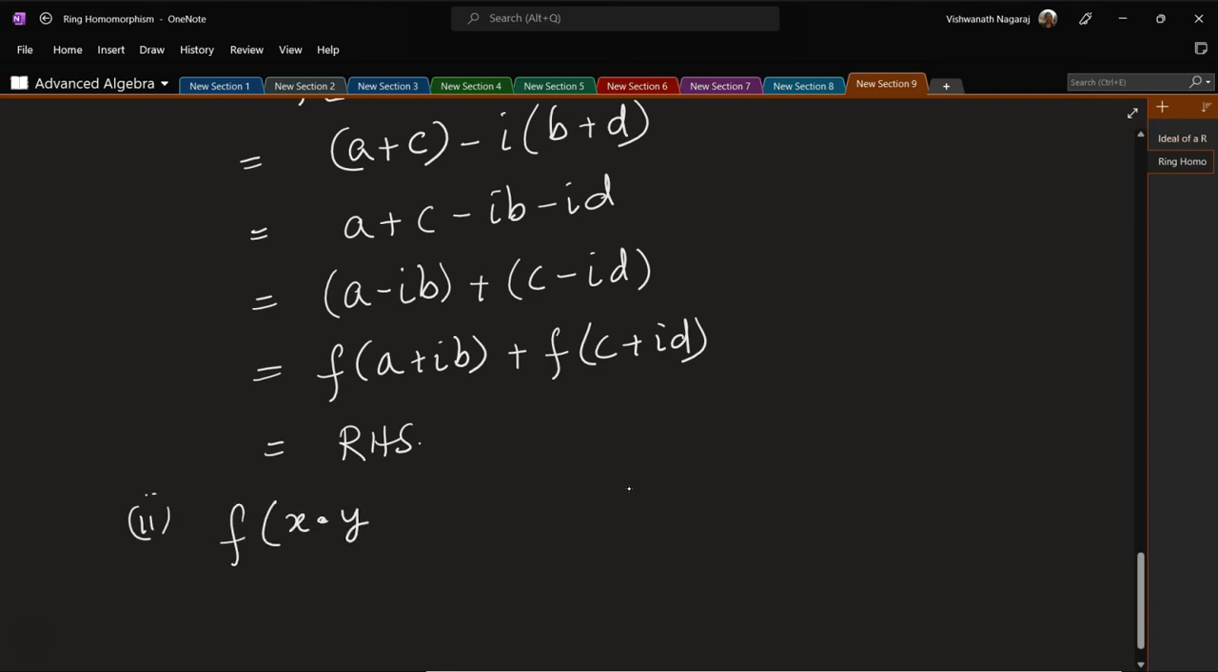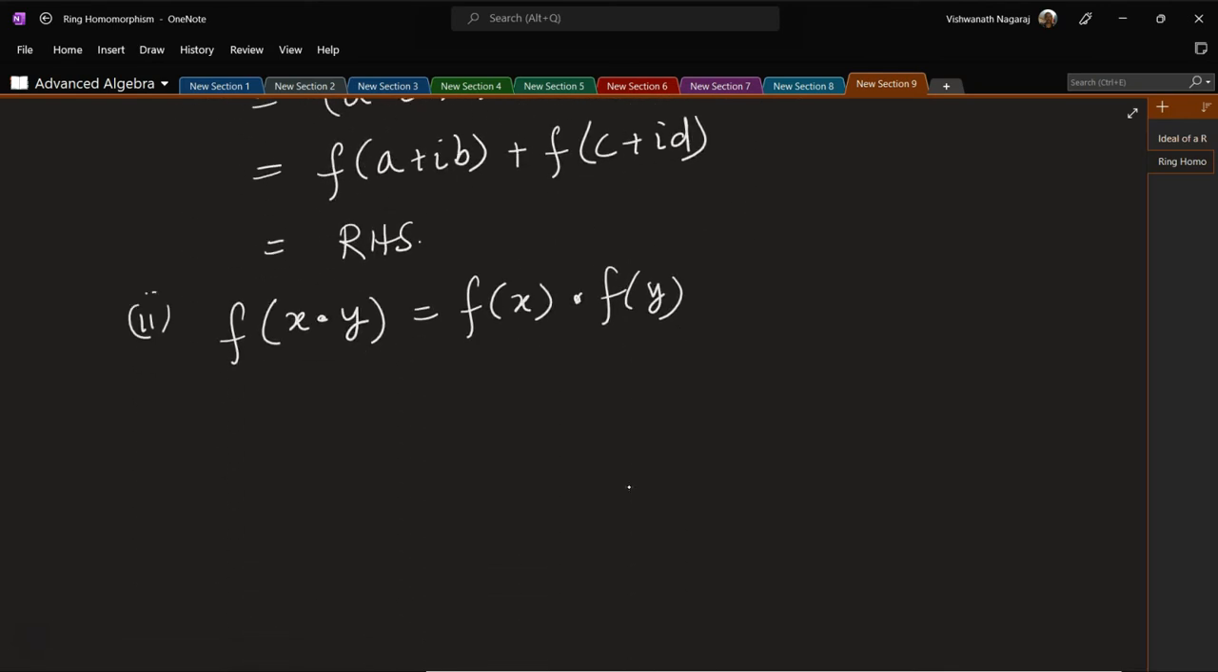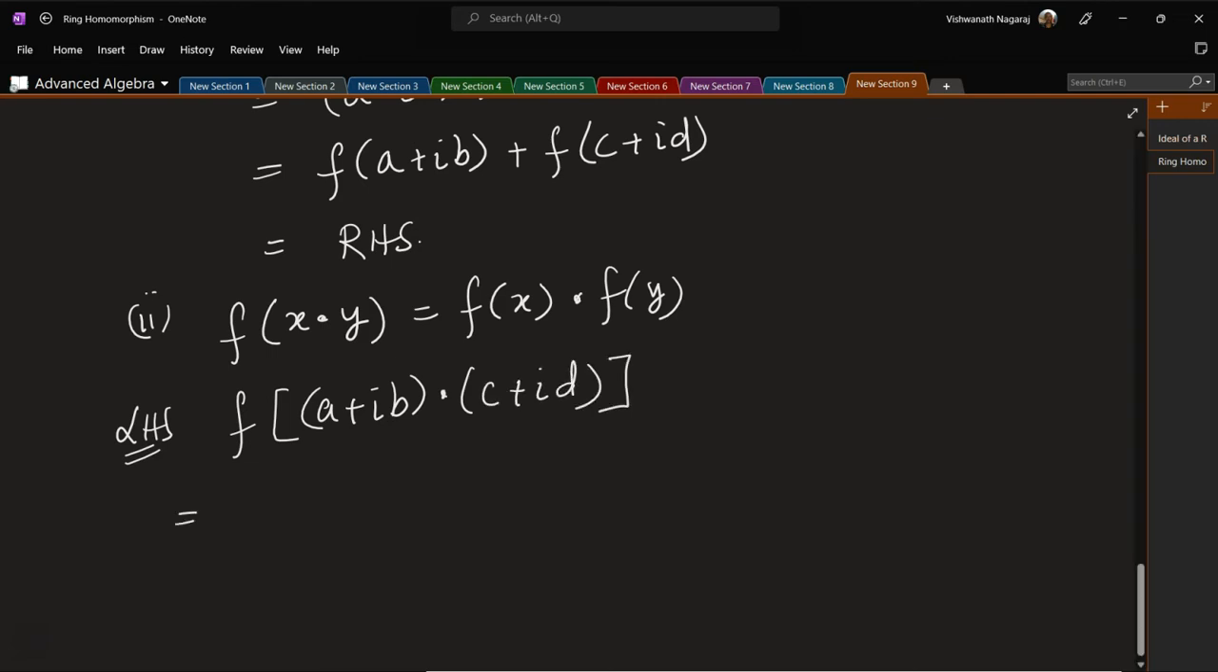So f of x times y is equal to f of x times f of y. Again, we'll continue with x equal to a plus ib, y is equal to c plus id. So let's again continue with LHS. f of a plus ib times c plus id. Let's multiply it off within the bracket. So ac plus iad plus ibc plus i square bd.